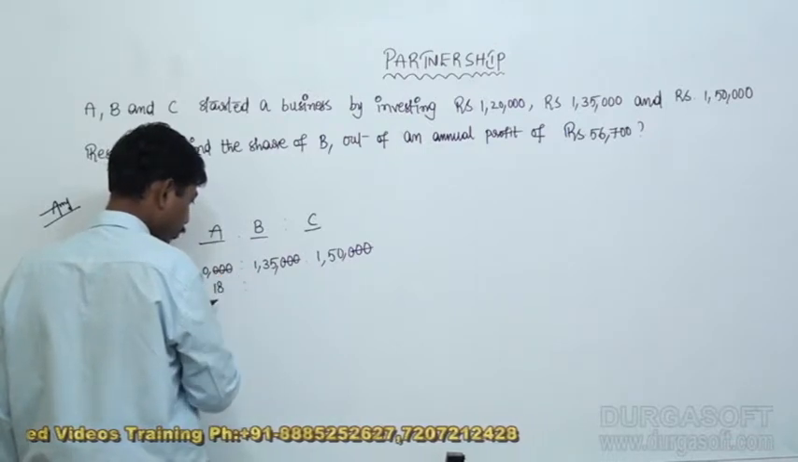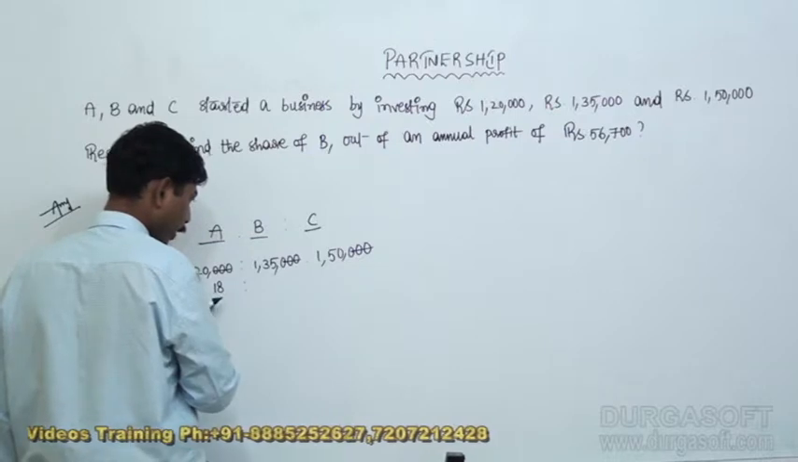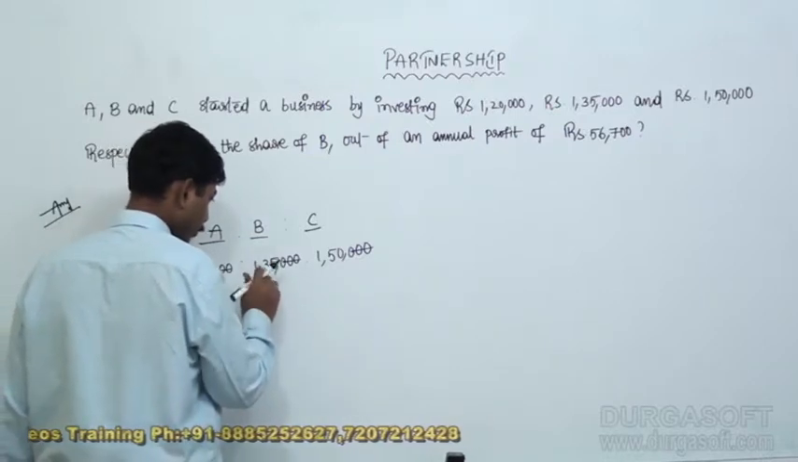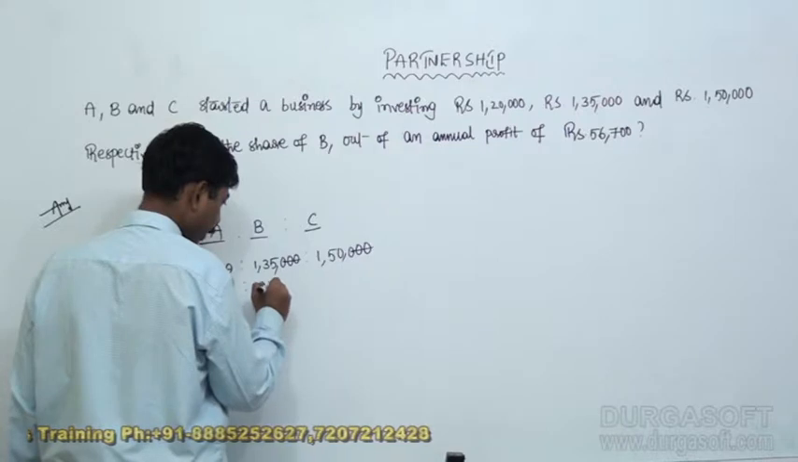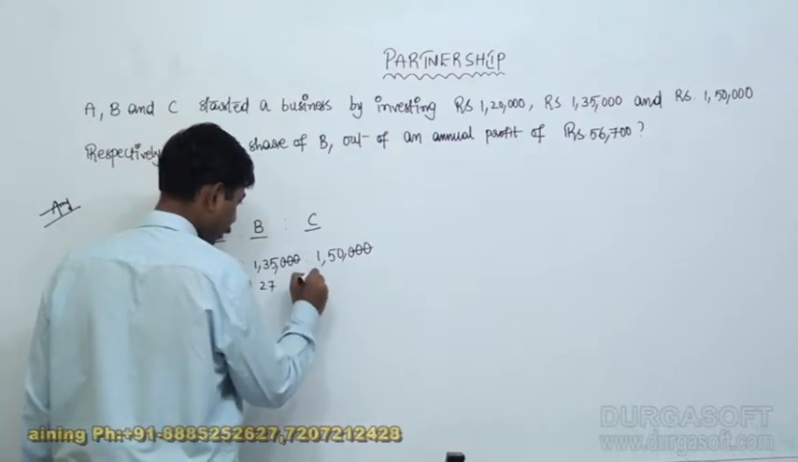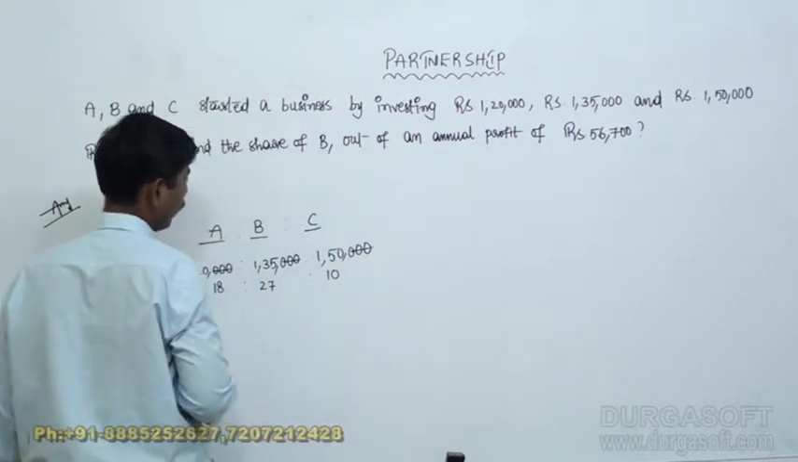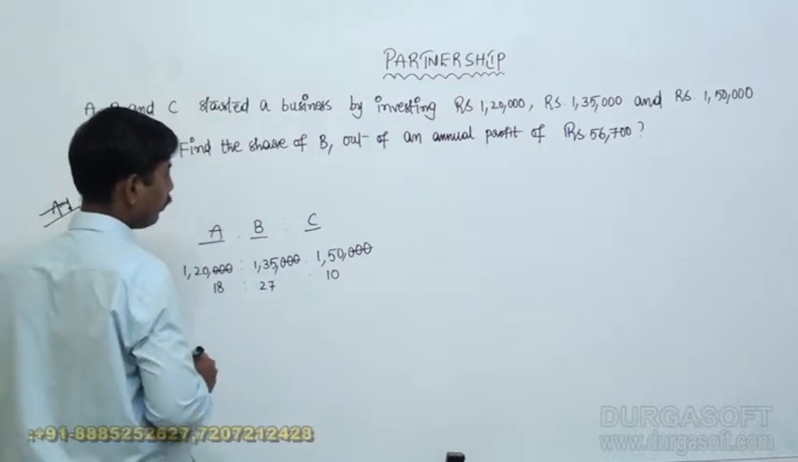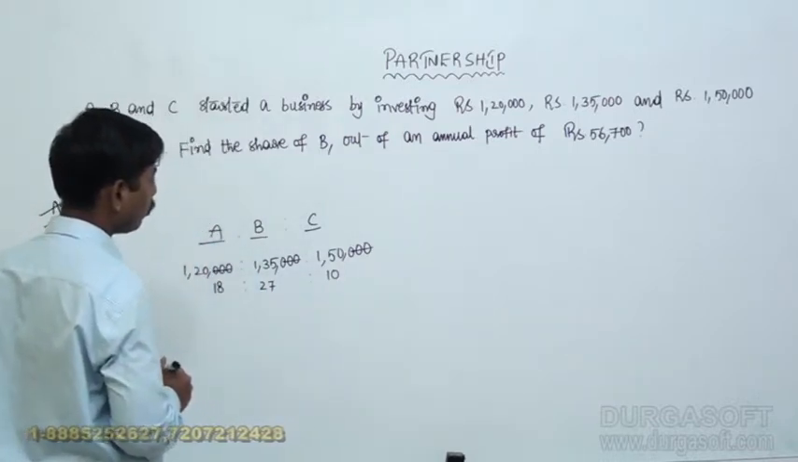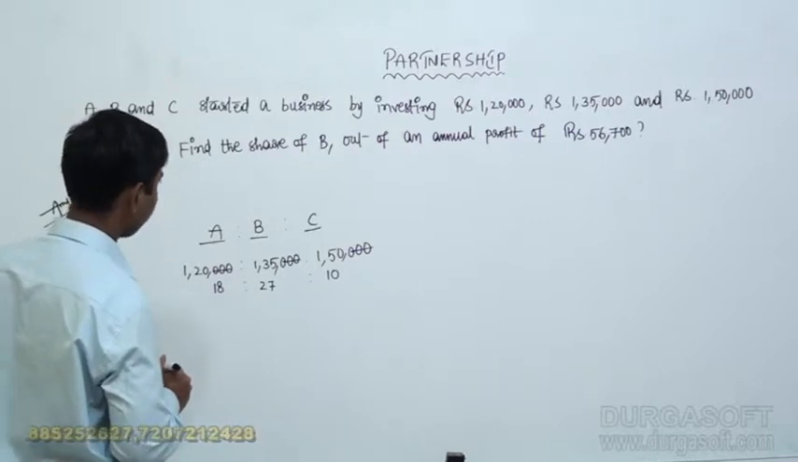Taking 5 as the common factor: 18 times is applicable for 120, 27 times for 135, and 10 times for 150. So the ratio is 18:27:10. All right, let us go for the next one, my dear guys.